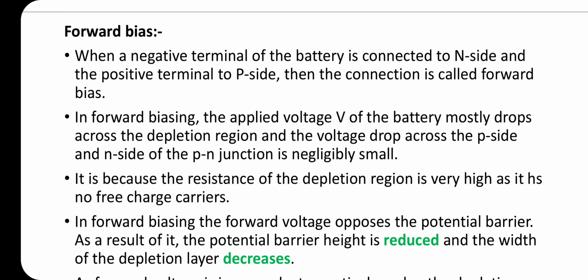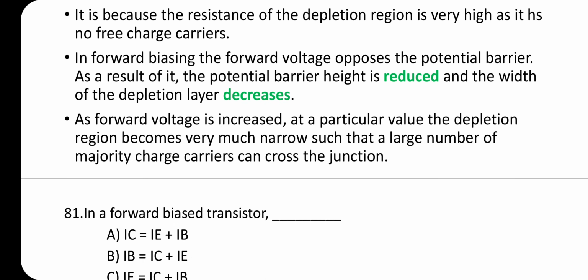In forward biasing, the applied voltage V of the battery mostly drops across the depletion region, and the voltage drop across the P side and N side of the PN junction is negligibly small. It is because the resistance of the depletion region is very high as it has no free charge carriers. In forward biasing, the forward voltage opposes the potential barrier. As a result, the potential barrier height is reduced and the width of the depletion layer decreases. As forward voltage is increased, at a particular value the depletion region becomes very narrow, such that a large number of majority carriers can cross the junction.